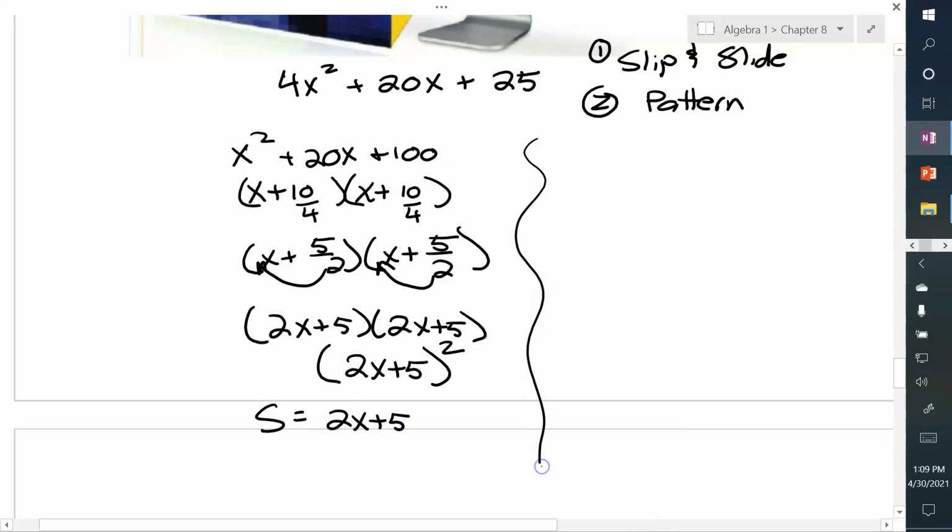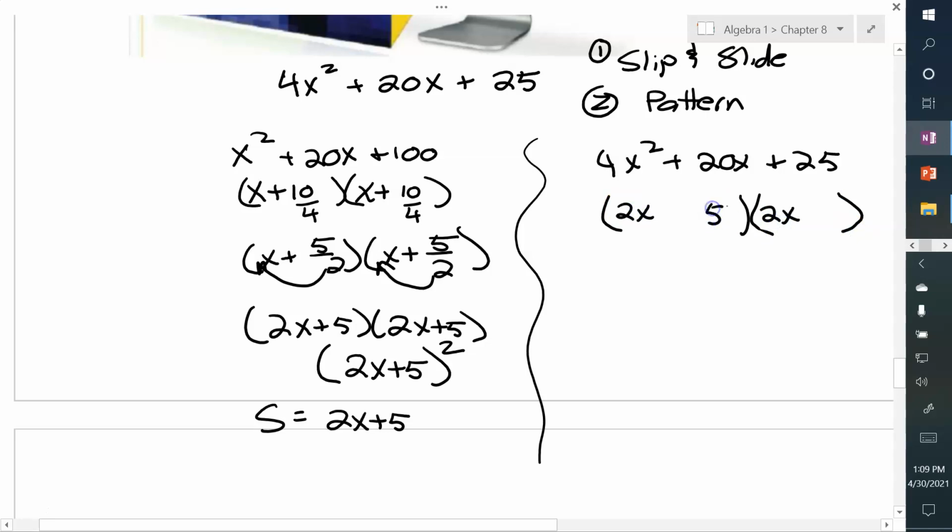The other approach is to use the pattern. So I have 4x squared plus 20x plus 25. I'm going to square root my first term, 2x. Square root my last term, 5 and 5. Now I'm going to check to make sure I've got a perfect square. So 2x times 5 is 10x. I double that, I get 20x. That does match. So my answer is going to be 2x plus 5, and if I square root that, my side is going to be 2x plus 5. Both work.